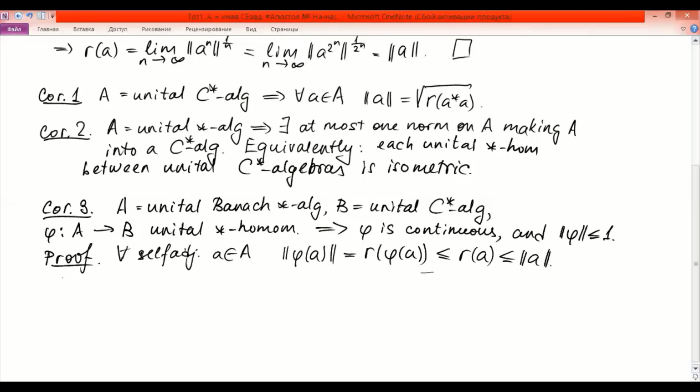And if we now take an arbitrary element a in A, we have the following chain of inequalities. First of all, we apply the C-star axiom.